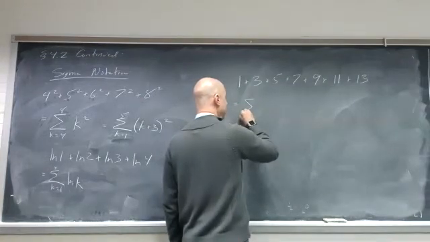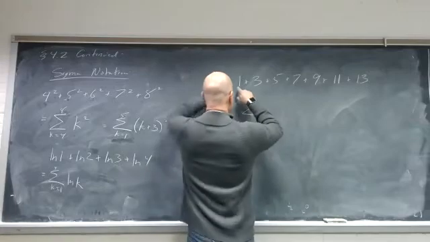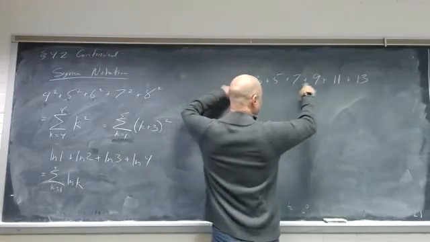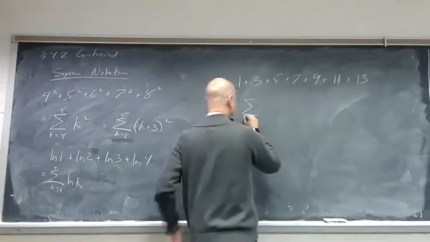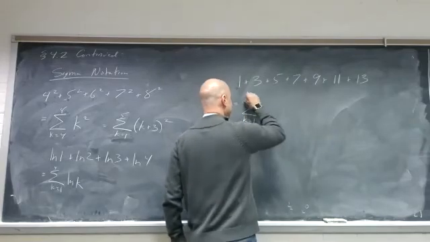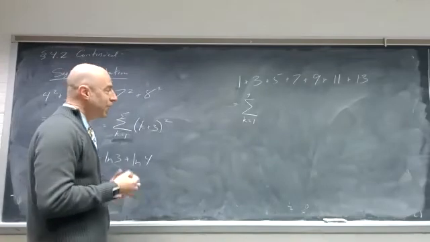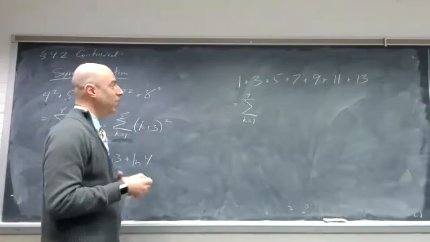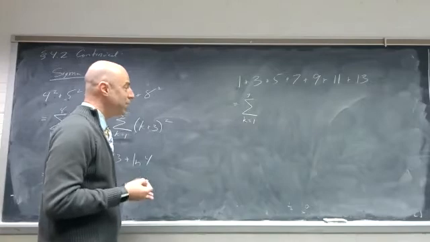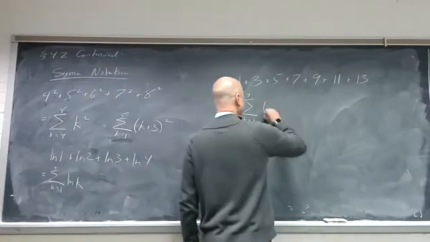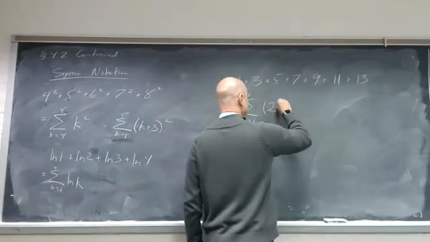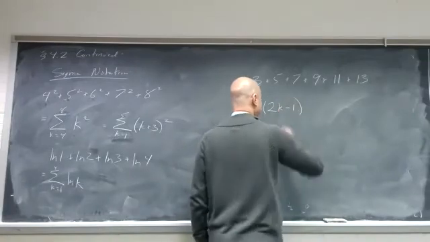I don't know what's the most obvious to you. For me, I'm just going to count up the number of terms. 1, 2, 3, 4, 5, 6, 7. So I'm going to go, k goes from 1 to 7. That's 7 terms. And the first thing that I want to add up is 1. The second thing I want to add up is 3. The numbers are going up by 2. What I'm going to put over here is 2 times k minus 1.